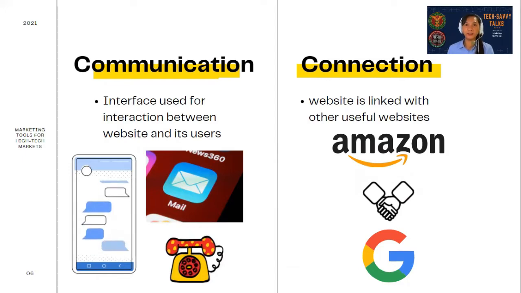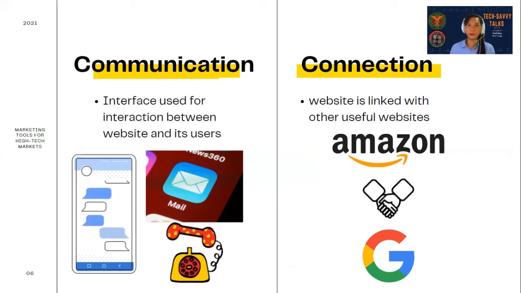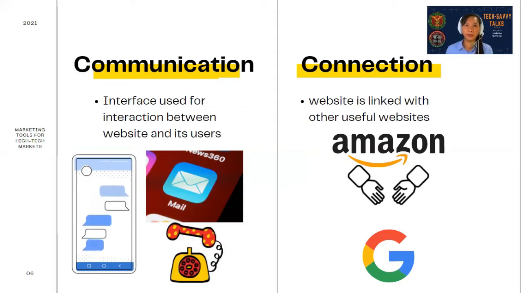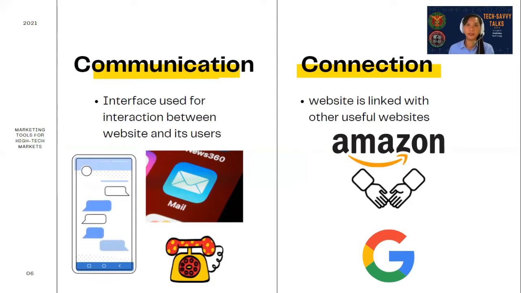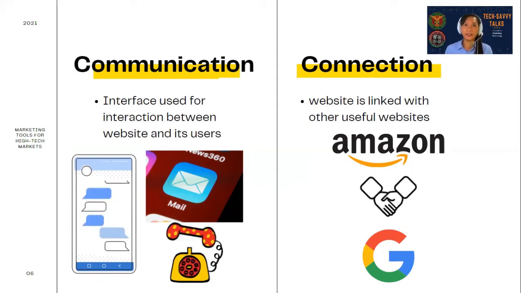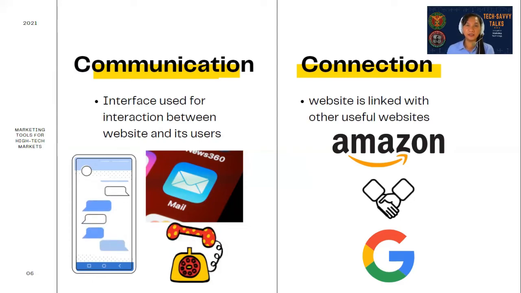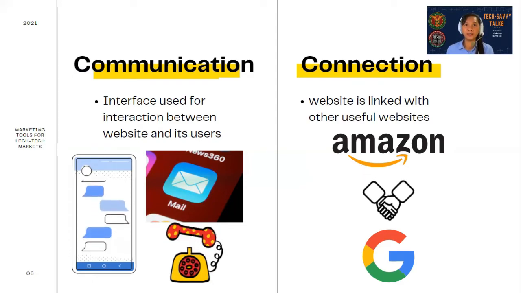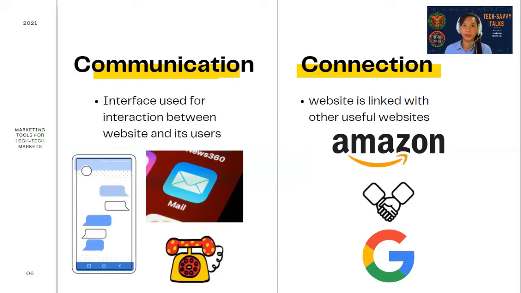And now we have the connection. It refers to how well the website is linked with other useful websites. An example is Amazon and Google. According to a search metric study, Google Ads gives Amazon a dominant presence in the search engine for specific product searches. Hence, they have a symbiotic relationship with each other.